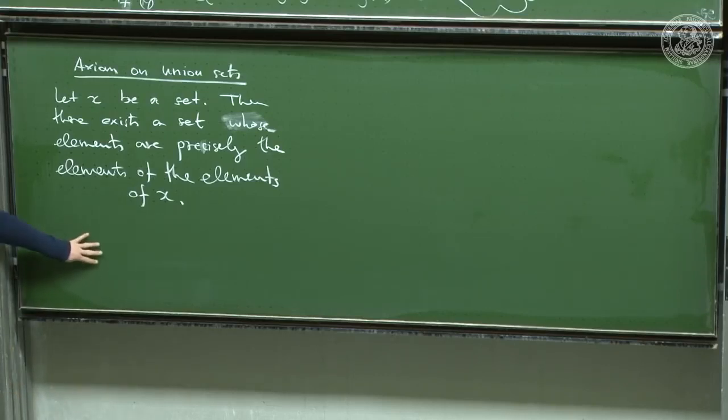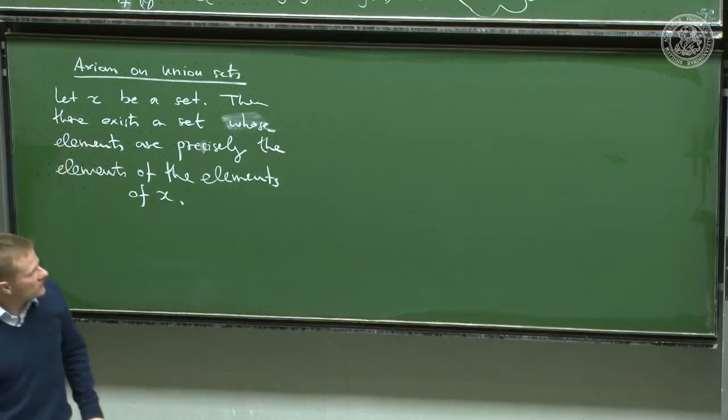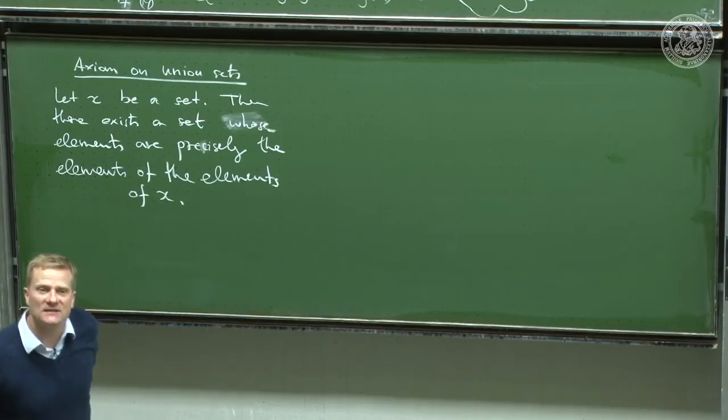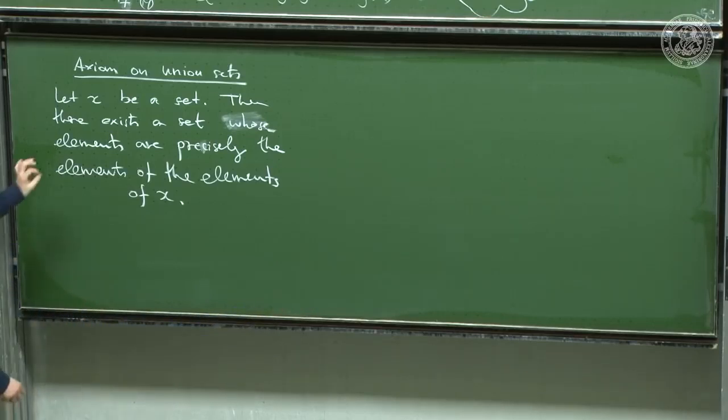So I leave it as homework for you, for all the further axioms that I write down, to convert this language description, which should be clear in the standard sense, into first-order predicate logic statements of this type. Okay? It's a very good exercise in order to make very precise what you mean. So if you think you understand what it means, put it in first-order predicate logic language. Okay? Then there exists a set whose elements are precisely the elements of the elements of X.